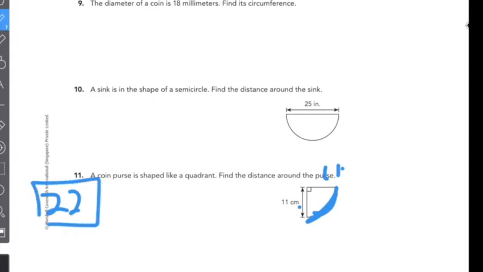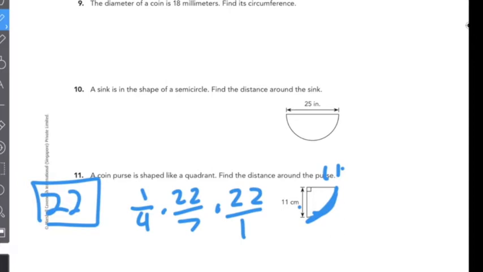So I got 22. Okay, so now to figure out the quadrant, it's 1/4 times 22/7, because that's what we want to use, times, and then remember, this is only giving me the radius, so it's going to be 22. And the reason why is because that's the radius, so you got to double it to get the diameter. So once you solve that, you're going to add it to 22 here, which is why we have it on the side, and that will give you your answer for that.